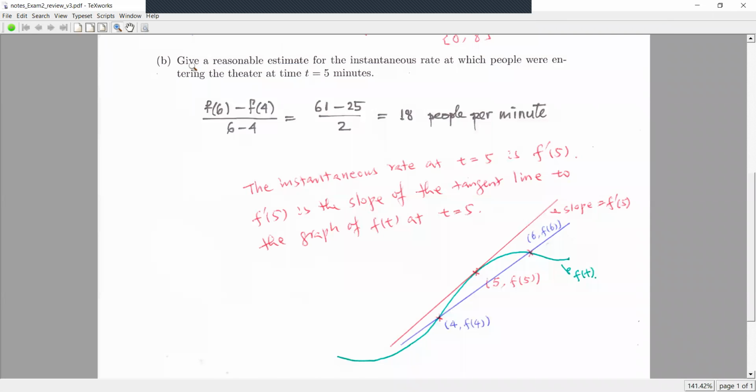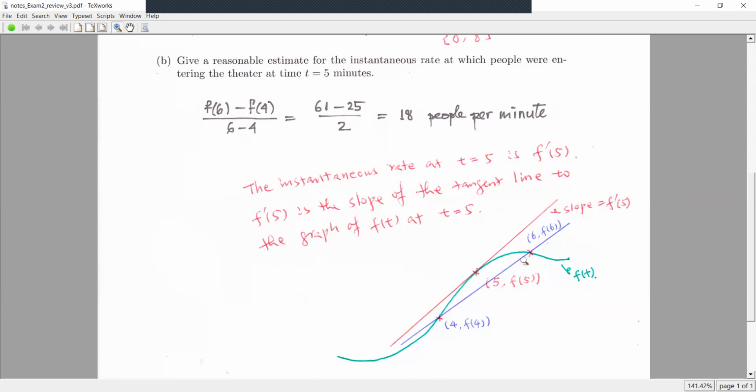Part B. Give a reasonable estimate for the instantaneous rate at which people were entering the theater at time t is 5. The instantaneous rate at time 5 is the derivative of function f at 5. The derivative of function f at 5 is the slope of the tangent line to the graph of function f at 5.